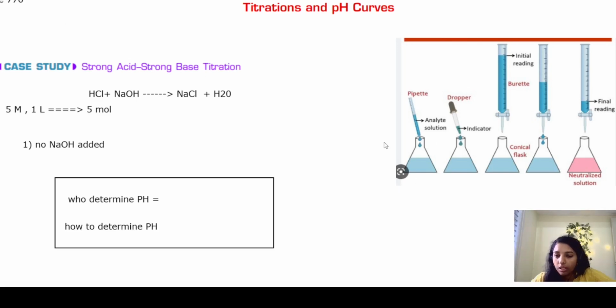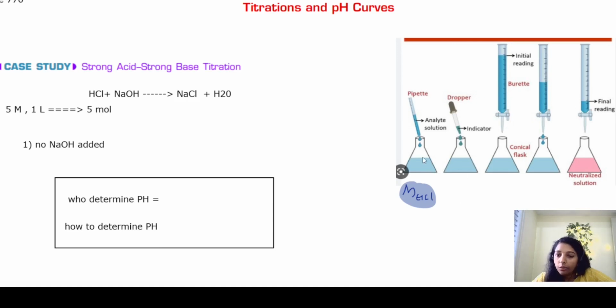Suppose you don't know the concentration of some acid like HCl. So the molarity of HCl is your unknown thing, and you have to calculate this molarity. So that is your purpose. For that, what you have to do is titrate with some base.